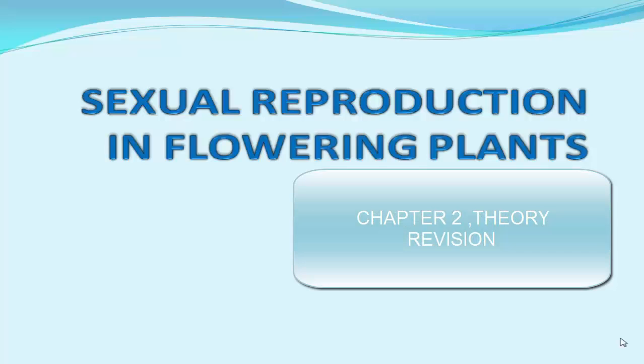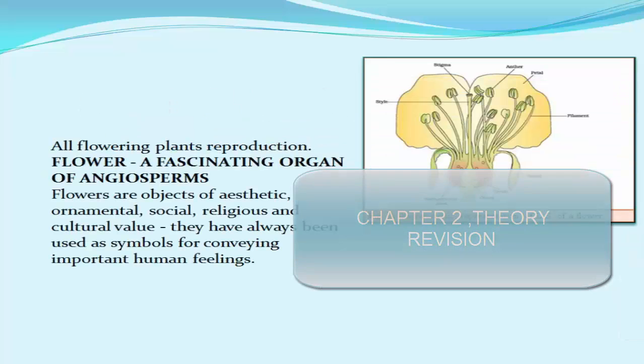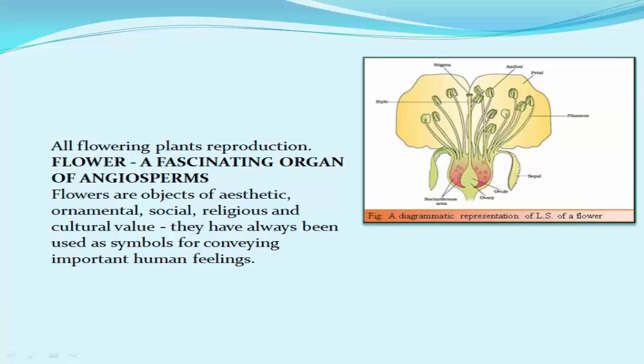In this video, I'm going to explain the theoretical aspects of sexual reproduction in flowering plants. So let us move to the chapter. The flowering plants are nothing but angiosperms, and in angiosperms, flower is the reproductive organ. The flower is a modified stem meant for the purpose of sexual reproduction in case of angiosperms.